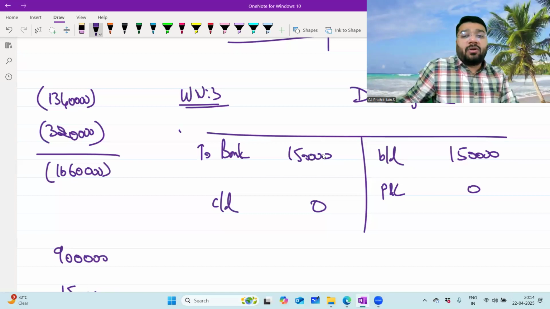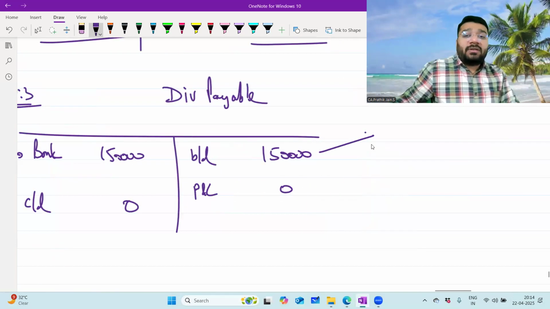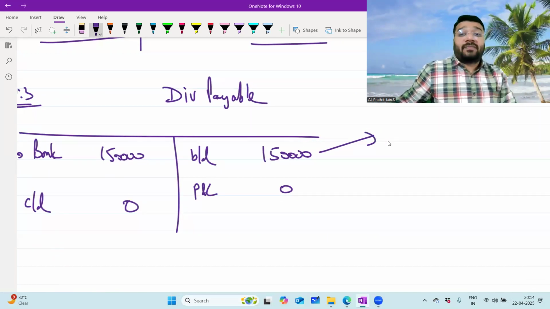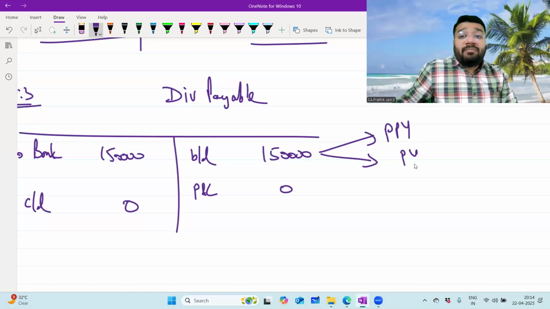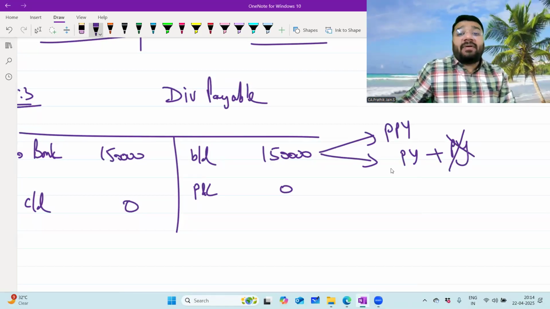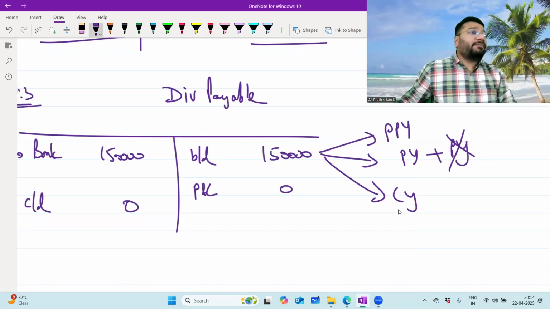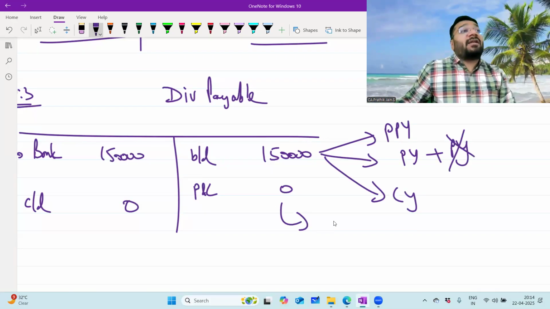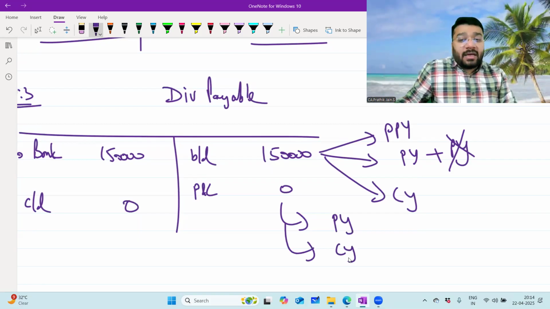150. My question goes to all of you. Previous year's dividend. This dividend is of which year's profit? Previous to previous year's profit. Approved in which year? Previous year. Actually supposed to be paid in previous year, but we didn't pay in previous year, we paid in current year. This 0 is what? Which year dividend? Previous year dividend. To be approved in current year and to be paid in current year only.